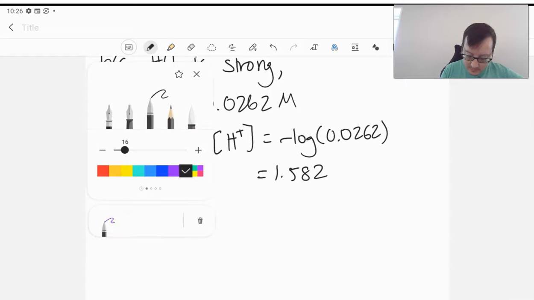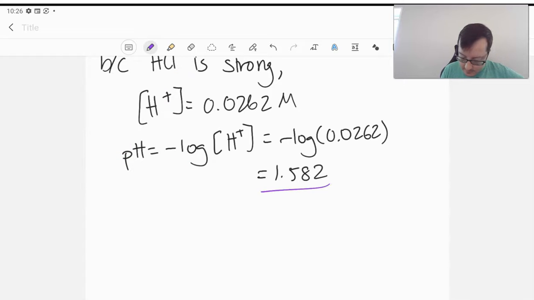So we've got our pH here. And of course, we can see this is pretty acidic, which makes sense because HCl is a strong acid. So that's always a hint, right? Make sure that your answers make sense. So with that, we have our pH. Hooray!